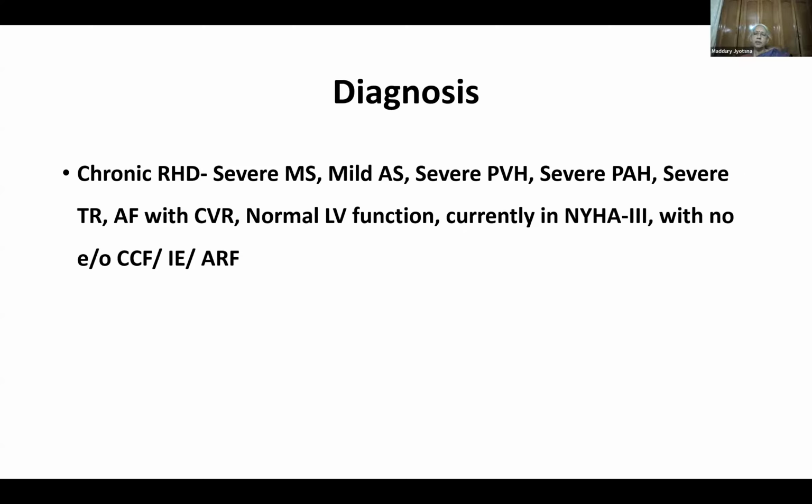Why did you say it is severe MS? Starting from history, there is a predominant PND. Then in general examination, there is a low volume pulse. The apical impulse is at a normal position and is tapping. It is not sustained. Then there is a sign of severe PAH.